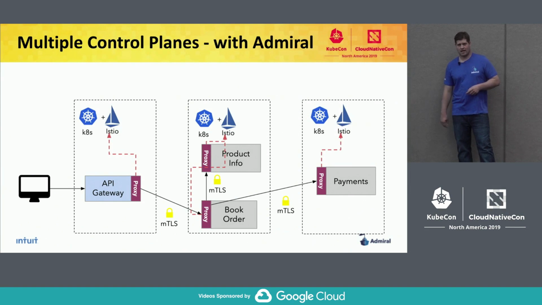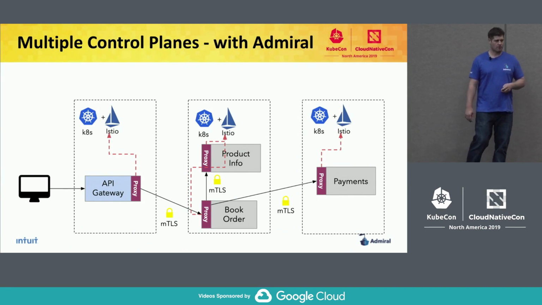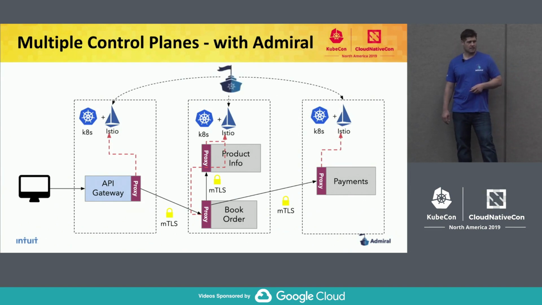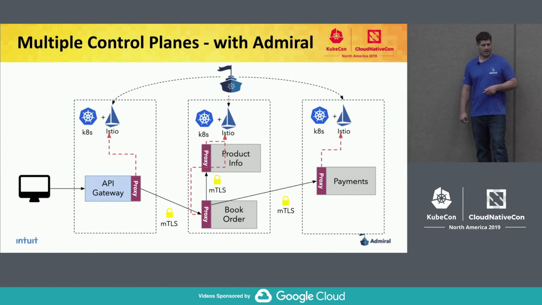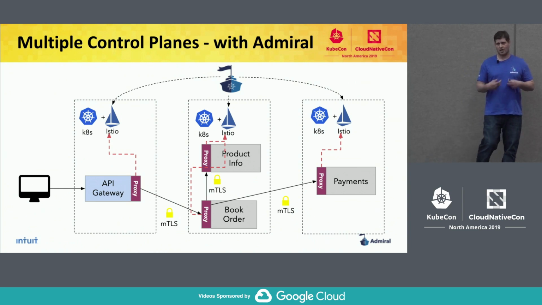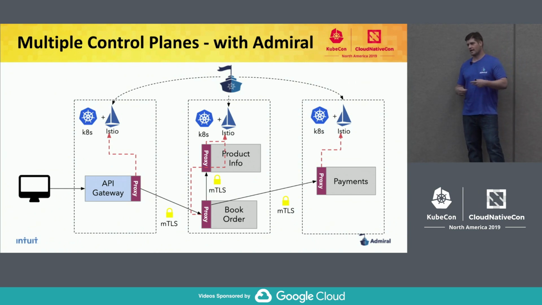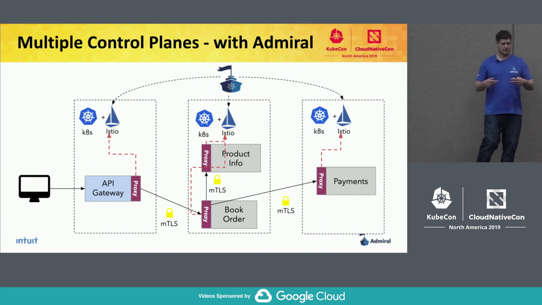So the way Admiral actually plugs into this multi-cluster deployment is it sits basically on top of these deployments as a controller of control planes, which is the way we define it. And so what it's doing is watching these different clusters and then looking at as things come up and come down, it can then provision Istio configuration as a way to facilitate these different clusters.